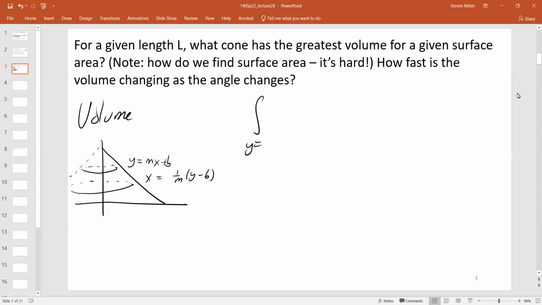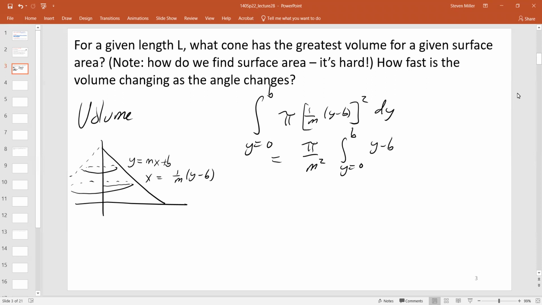We would integrate y goes from 0 to b, and then it would be pi, and then the radius is going to be x, which is why I'm writing this 1 over m y minus b. So it'd be 1 over m y minus b all squared dy. So it'd be pi over m squared, and then we'd have the integral y goes from 0 to b of y minus b squared dy. So it'd be pi over m squared times y minus b cubed over 3, from 0 to b.